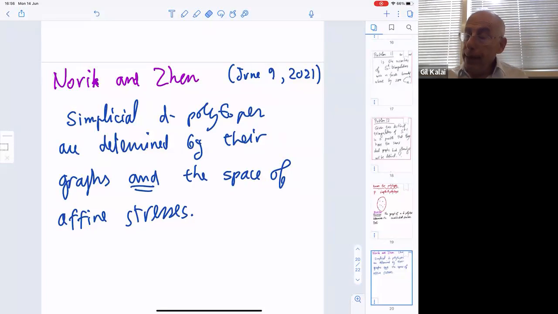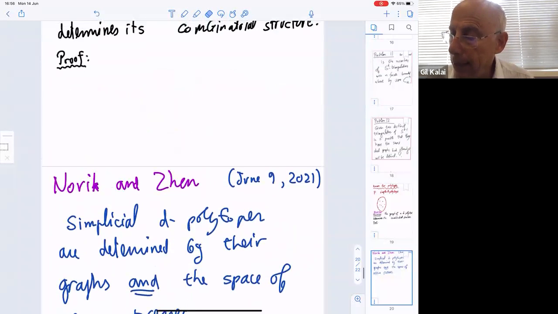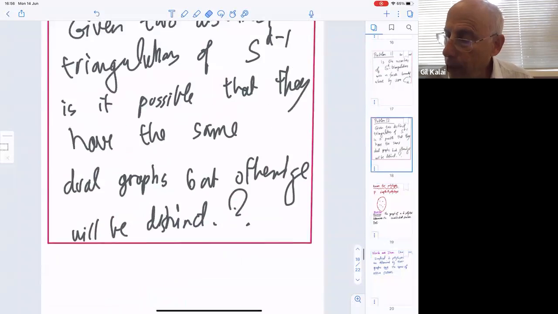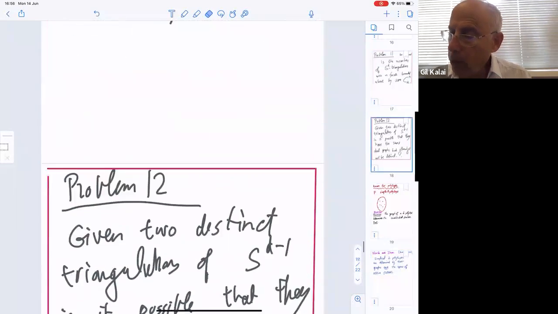It is now known that simplicial polytopes are determined combinatorially by the graph and by the space of affine stresses on this graph. So it's some vector space of weights on the edges of these graphs. And it's also conjectured that this works also for higher dimensional stresses. And this is a very exciting development from the last weeks.